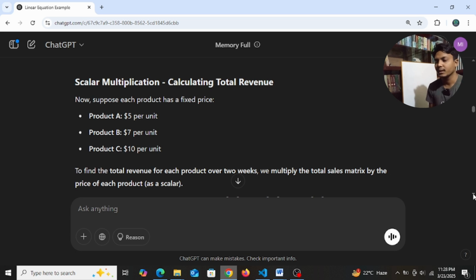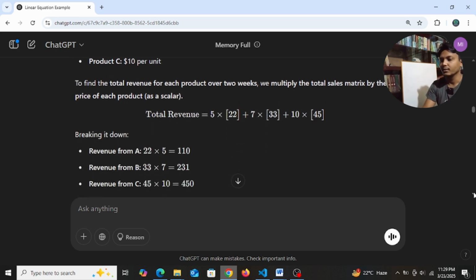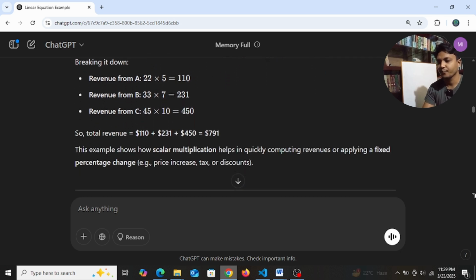So scalar multiplication, calculating total revenue. Now suppose each product has a fixed price, let's say $5 per unit for A, $7 per unit for B and $10 for C. To find the total revenue for each product over 2 weeks, we multiply the total sales matrix by the price of each product. So 5 into 22, 7 into 33, 10 into 45. So total revenue would be 791. This example shows how scalar multiplication helps in quickly computing revenues or applying a fixed percentage change.